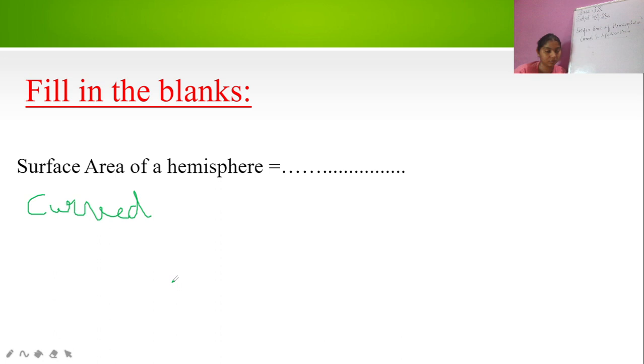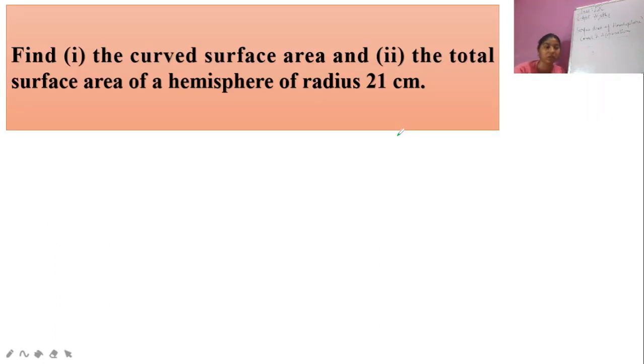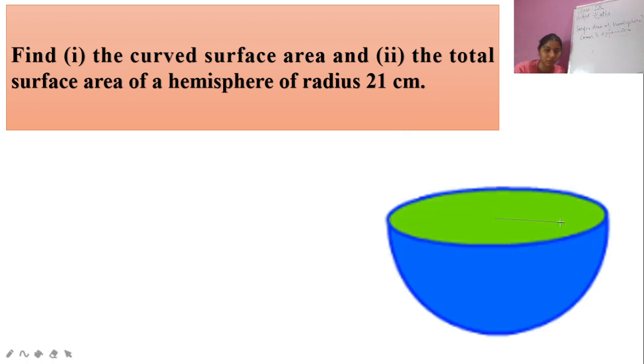Okay, let's come forward. Now students, you have to read the statement and tell me how you will proceed with this question. Firstly, you have to find the curved surface area and the total surface area for a hemisphere whose radius is 21 centimeters. So let's see, students, you have this kind of hemisphere, right? Firstly, find its radius. The radius given to us is 21. So let's mark the radius. So this is our radius.